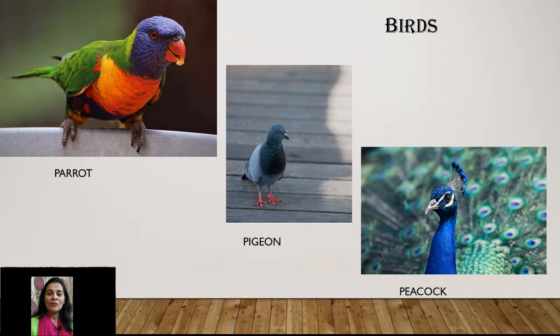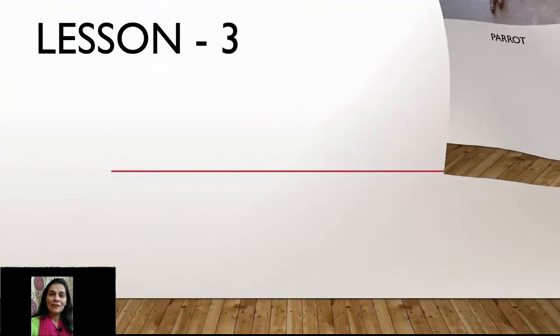Okay, in this video here are some pictures. Can you tell me what are these? Yes, these are all birds. You can see in the picture. Can you give me the name of these birds? First one is parrot, second one is pigeon, and third one peacock. Very good. These all are birds.